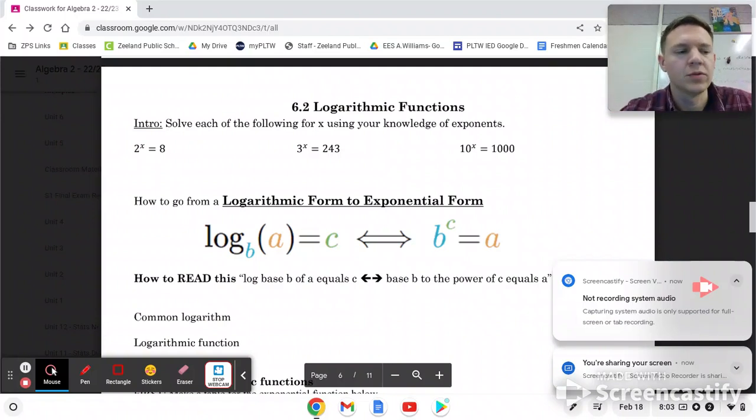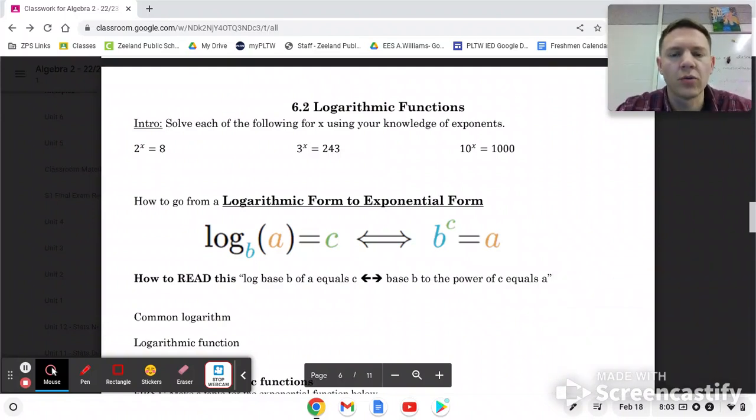All right, welcome to another lesson, 6.2, logarithmic functions. You should say logarithmic out loud, or logarithmic functions, logarithm. It's important you know how to say it, okay? Logarithmic functions we'll get into. They're probably new to you, but we're going to start by just going over some basic exponents.